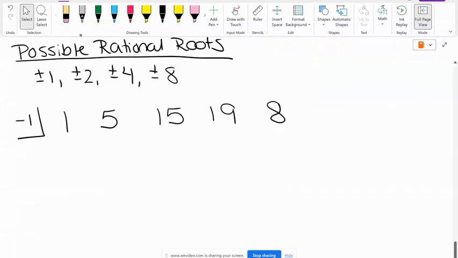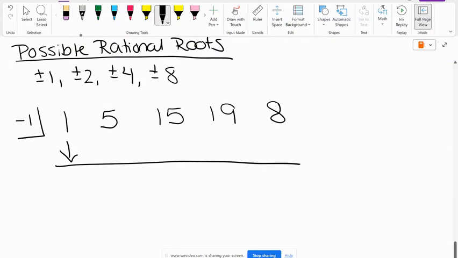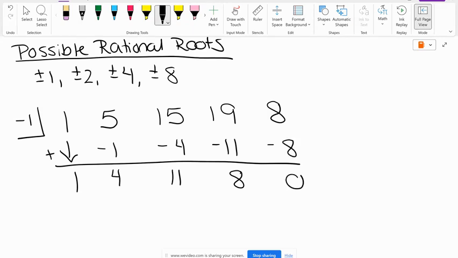So let's go here, bring down the 1. 1 times negative 1 is negative 1. 5 plus negative 1 is 4. 4 times negative 1 is negative 4. 15 minus 4 is 11. 11 times negative 1 is negative 11. 19 minus 11 is 8. 8 times negative 1 is negative 8. 8 minus 8 is 0.